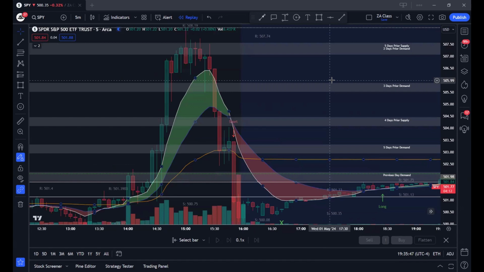And what's nice is it's automatic. So as the days progress, as time moves on, it's going to shift your levels for you. So you don't have to keep going back to find those days and then redraw them. So hopefully that answers your question for you.